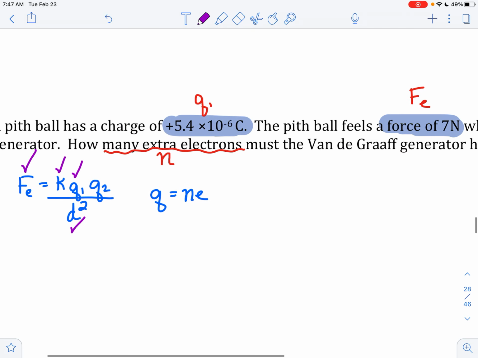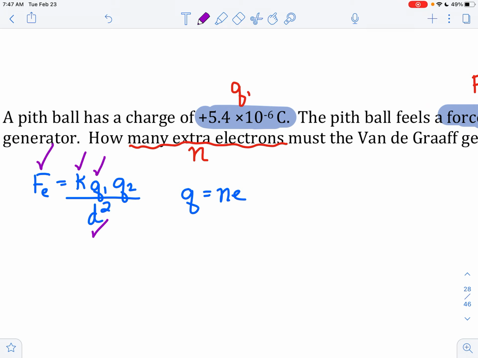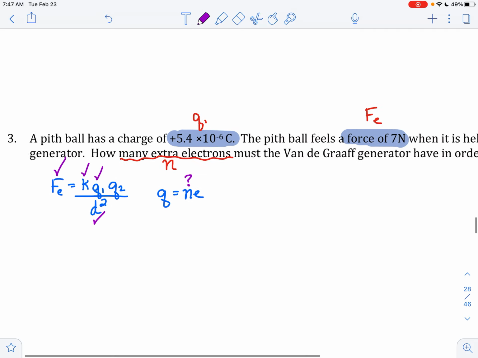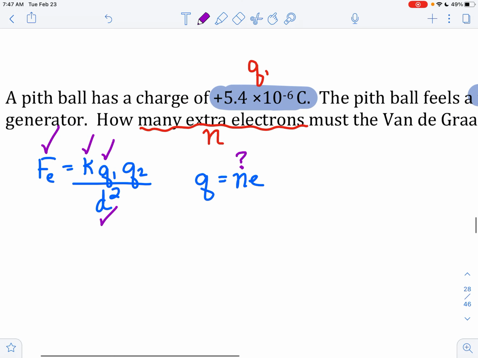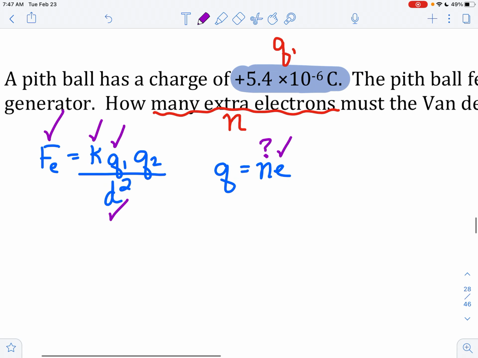How many electrons? So many students mess up and think this goes together. Nope, those do not go together. The number, how many, is N over here in this other equation. How many electrons must the Van de Graaff generator have in order for this to happen? E is a constant. It's just the amount of charge for every particle, for every electron or every proton. And so what am I trying to find? How many electrons? I'm trying to find this N here.